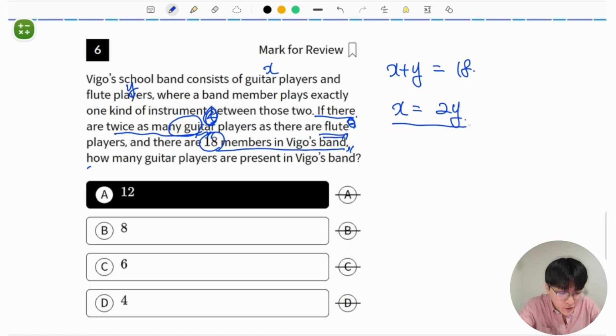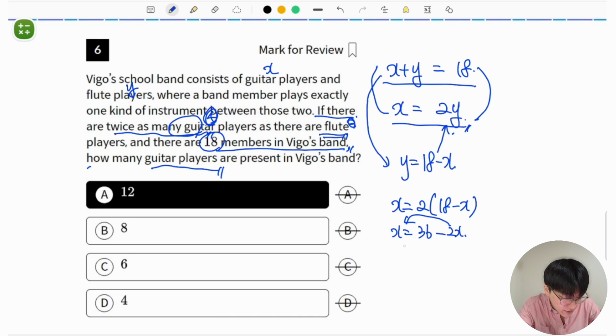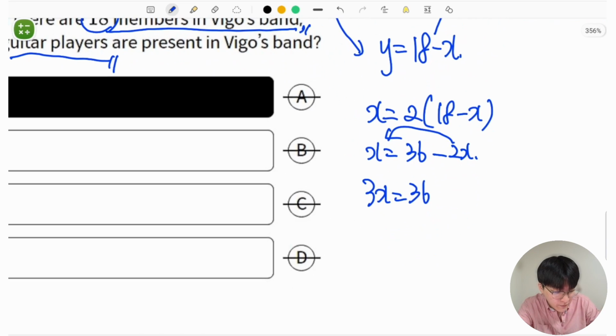So if this is confusing for you, always plug in a number that makes sense and see if it works. All right, so those are the equations that we can set up. How many guitar players? Now, we want to find the value of X. So I am going to reorganize this equation in terms of Y. Y is equal to 18 minus X. And plug that back into this equation. X is equal to 2 times 18 minus X, and therefore X is equal to 36 minus 2X. Move it to the other side, 3X is equal to 36, and therefore X is equal to, divide both sides by 3, we get 12.